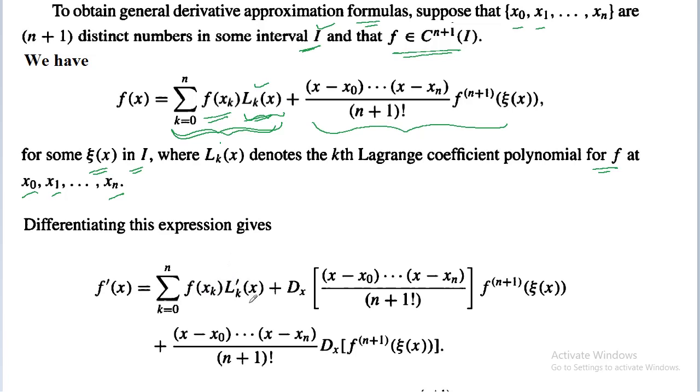So the derivative is summation k from 0 to n of f of xk into Lk dash of x, plus the derivative of the error term, that is f^(n+1) of zeta of x into the derivative of (x minus x naught)(x minus x1)...(x minus xn) divided by (n plus 1) factorial, plus this factor into the derivative of f^(n+1) of zeta of x. This is by the product rule: the first function into the derivative of the second, plus the second function into the derivative of the first.